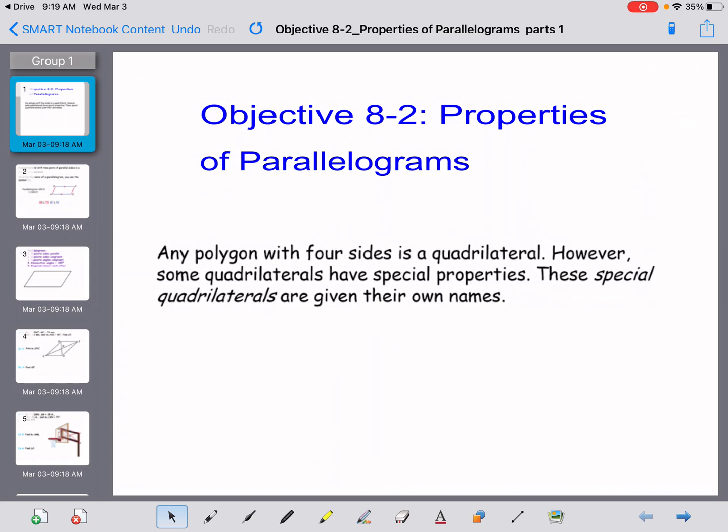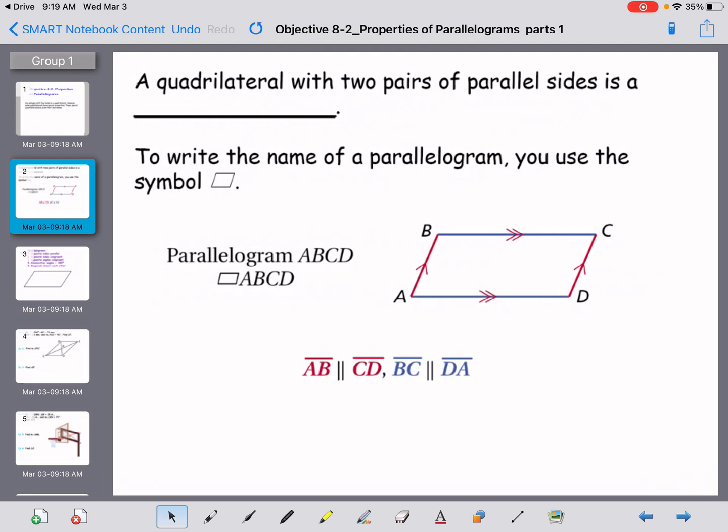All right, so today in Objective 8.2, Properties of Parallelograms. We just started our polygon unit, and we learned that any polygon that has 4 sides is called a quadrilateral. However, there are some quadrilaterals that have very special properties, and these special quadrilaterals are given their own names. The first one that we're going to start with is a parallelogram. A quadrilateral with 2 pairs of parallel sides is a parallelogram.